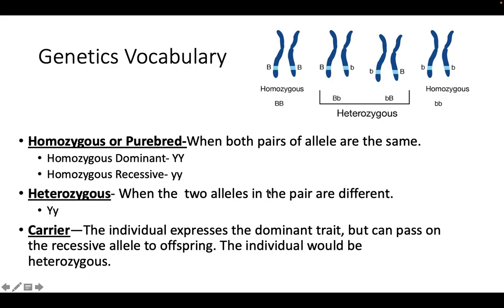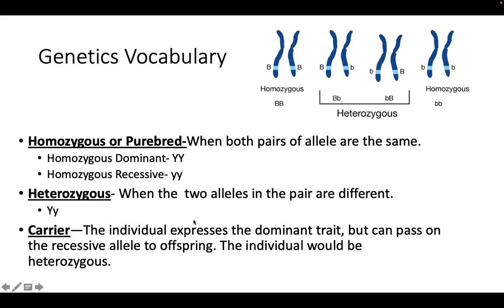Heterozygous is when the two alleles are different. So hetero means different, and you're always going to have a big and a little. Now we always write the big first. This one is written backwards just to show that the opposite parent could be little and big, vice versa, to show it on the chromosomes. But when we write them out, we always put our dominant letter first.